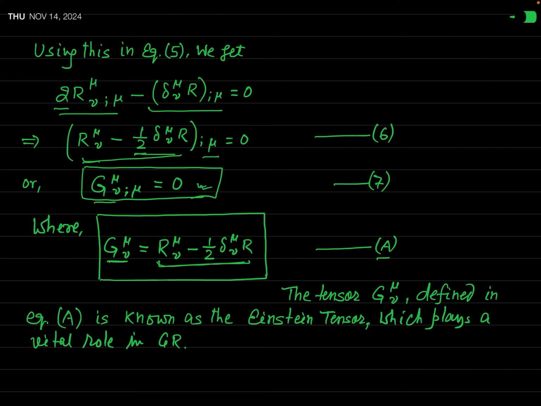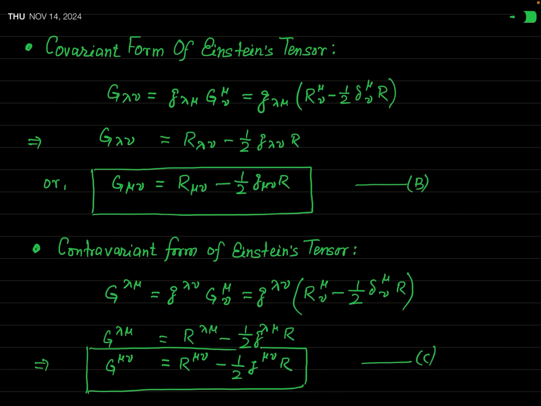But we can also obtain the covariant and the contravariant forms of this Einstein tensor. How can we obtain this? Let us see. First of all, we are going to see the covariant form of the Einstein tensor.